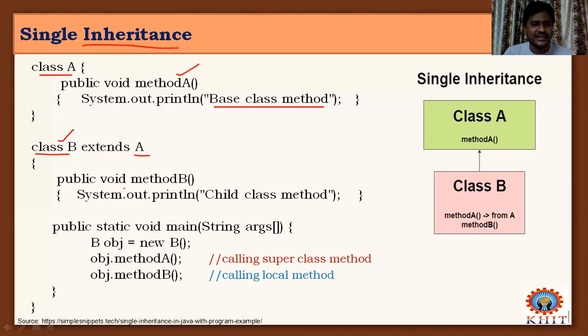I'm considering this as the main class, or you can separate these two classes and define the main in another class also. I will show you the same in the program also. In the subclass we have another method, a new member of this subclass, method B, which simply displays the child class method. Two classes are there, class A, a superclass, and class B, a subclass, with method A of the superclass and method B of the subclass.